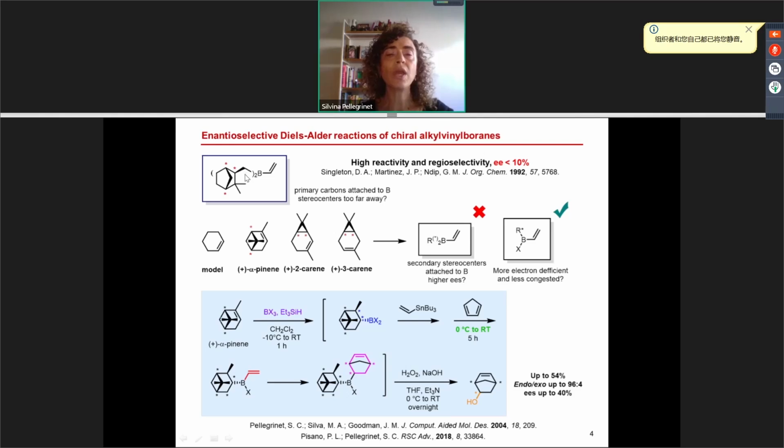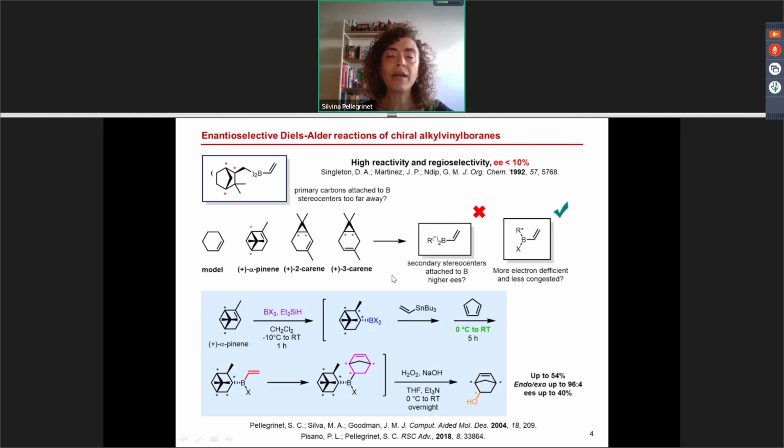The stereogenic centers were on primary carbons, and so they were too far away from the reactant double bond. Maybe if we introduce secondary stereocenters directly attached to the boron atom, then we would have higher EEs. We could synthesize boranes like this one by using terpenes like pinene, carene, and limonene. But although we tried this idea in the lab for a long time, it didn't work.